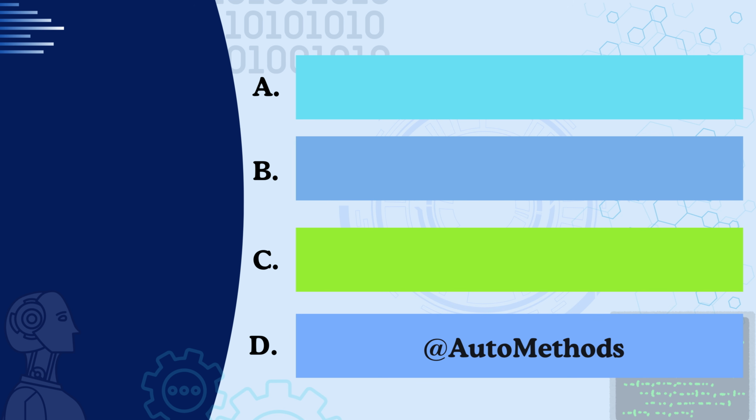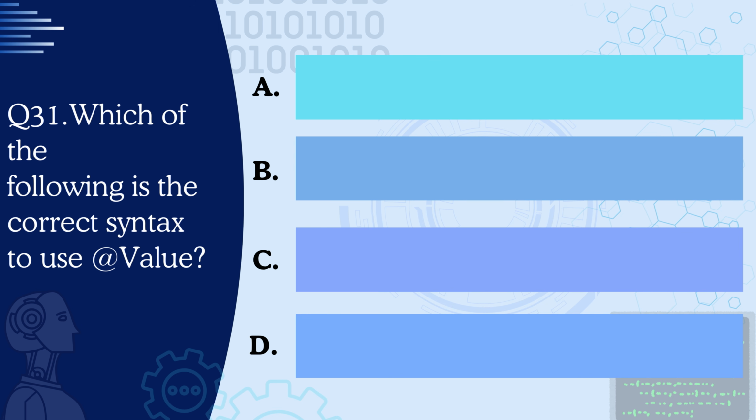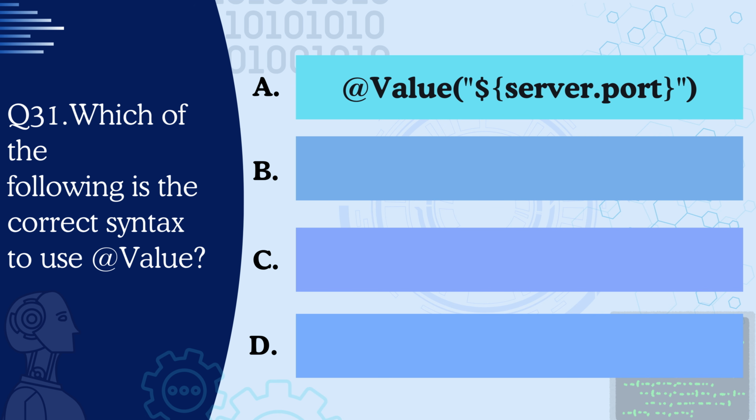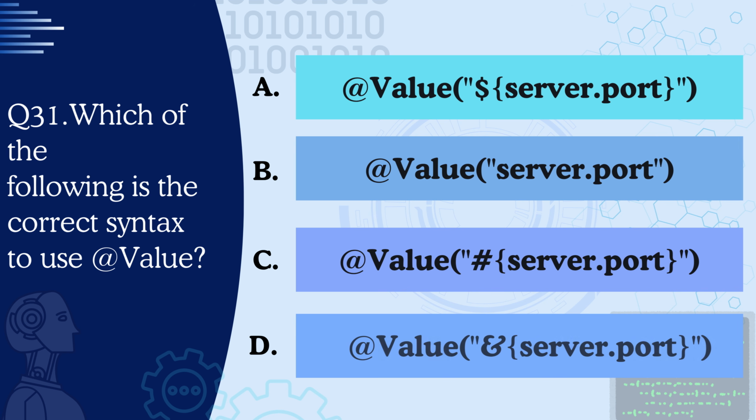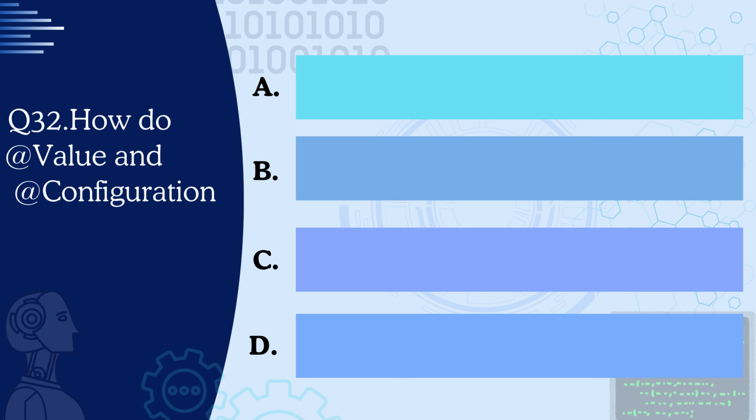Okay. Question 31. Which of the following is the correct syntax to use @Value? A. @Value with a $ sign. B. @Value without any sign, directly server.port. C. @Value with a hash sign. Or D. @Value with an ampersand sign. So the correct answer is A. @Value with a $ sign.